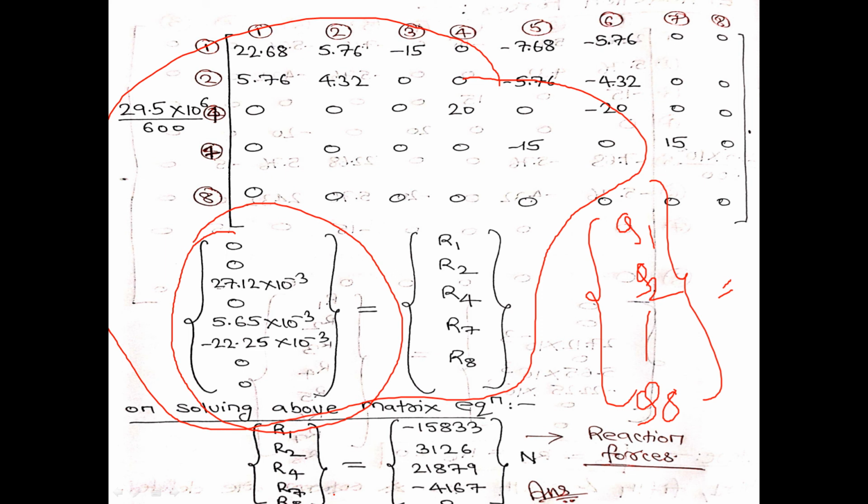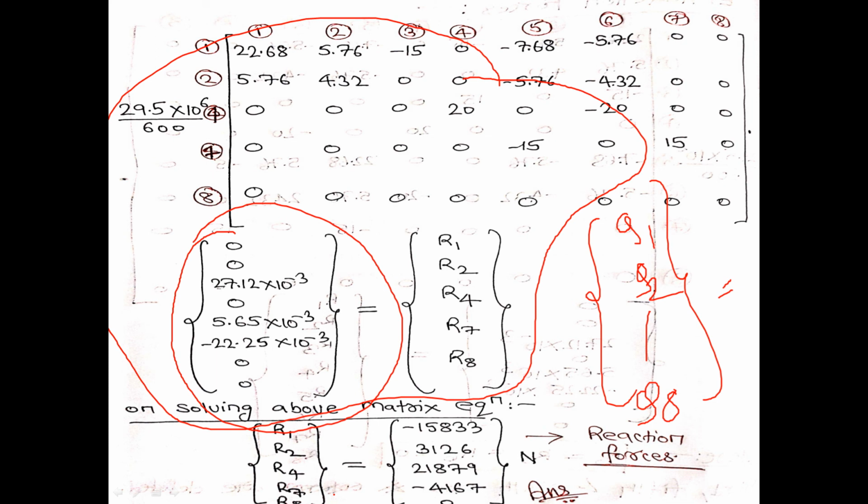That is, R1 is coming out to be minus 15,833 Newton. And what does this minus sign for R1 indicate? This minus sign indicates that I have assumed in my analysis the direction of the reaction force to be wrong. Its direction will be in the opposite direction. Similarly, R2 is coming out to be 3126 Newton. R4 is coming out to be 21879 Newton. R7 is minus 4167 Newton. That means the assumed direction of R7, which I have assumed by myself, is wrong. Its direction will be in the opposite direction. And finally, the R8 value is coming out to be 0.